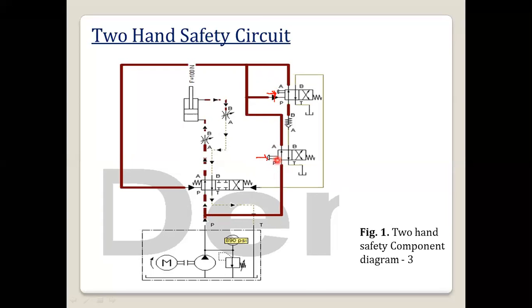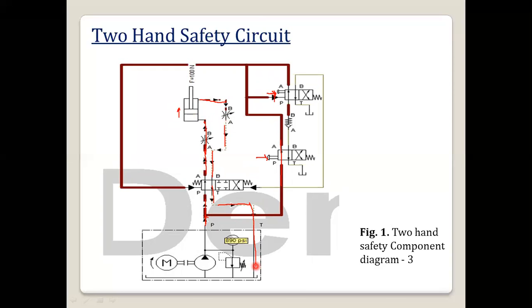When I operate them at the same time, you can see that oil is going from here also. Oil will be going to port A of valve V1 and valve V2, and you can see oil also flowing to port P of this 4 by 3 DCV. Then it will go to the rod side. You can see the cylinder is extending, then oil from the rod end will come to port B, and then it returns to the tank.